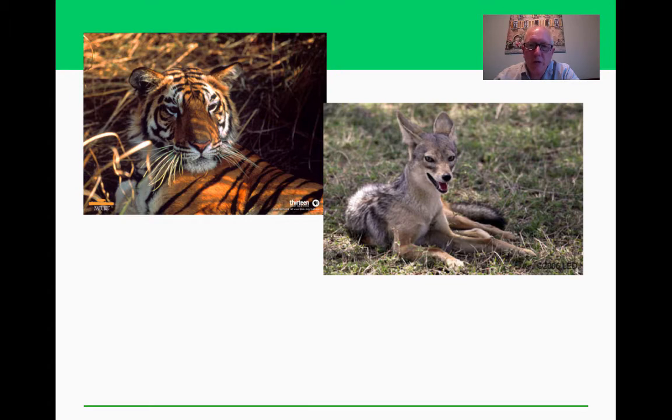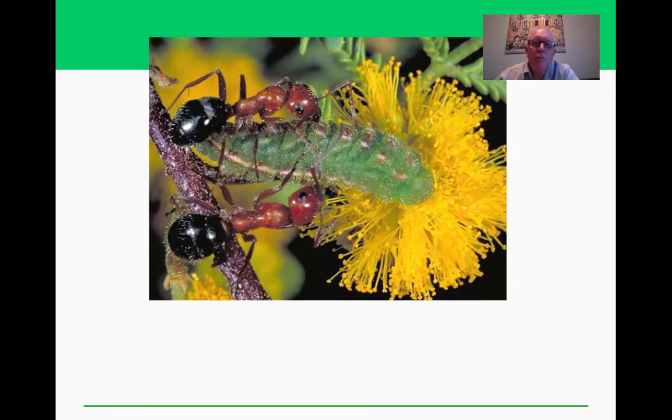Here's another one that we have referenced in class. This is a tiger and a jackal. And here the tiger allows the jackal to come and feed on whatever's left over when the tiger has already had its meal. So it really helps the jackal but doesn't hurt the tiger in any way. That's commensalism.